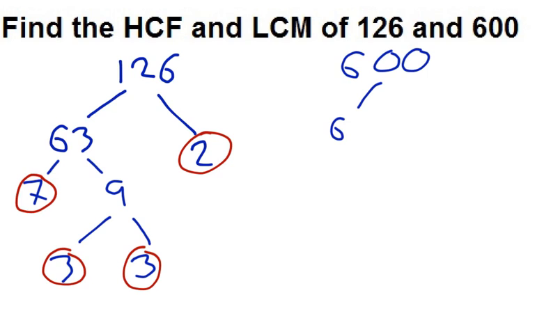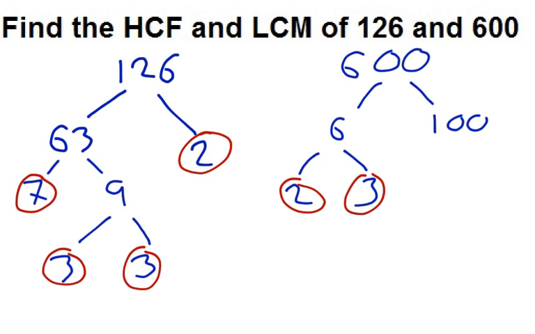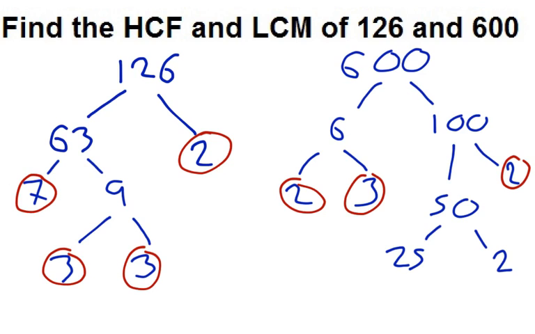And 600 is 6 times 100. Neither of those are primes, so 6 is 2 times 3, well both of those are primes, we can now circle both of those. And 100 is 2 times 50, and the 2 is prime there, and 50 is 25 times 2, and the 2 is prime, and 25 is 5 times 5, and 5 is prime.